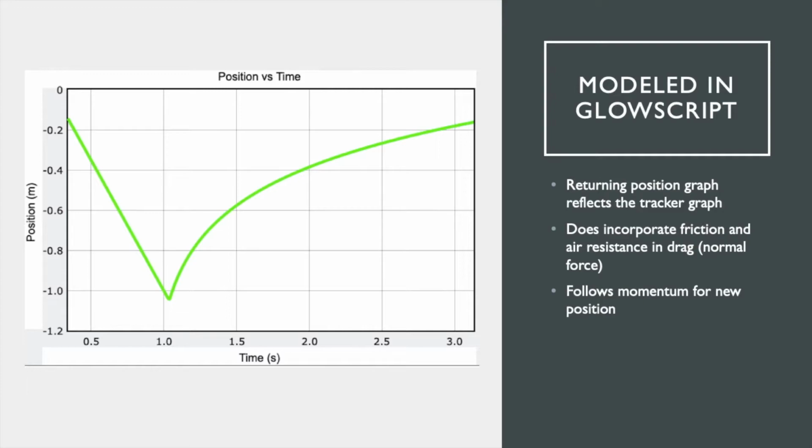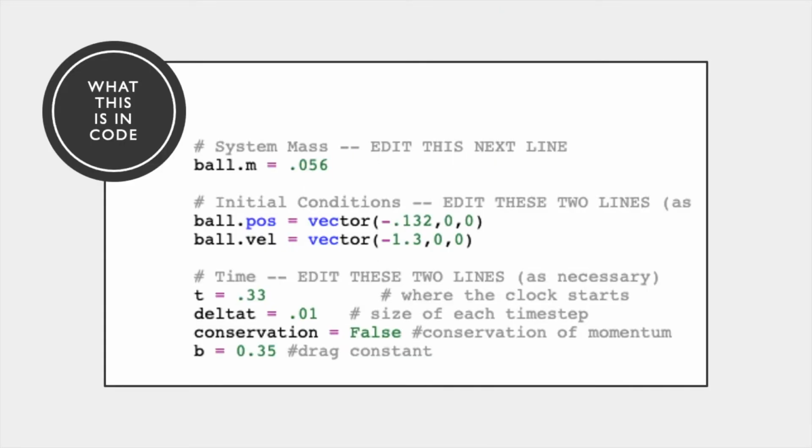We then modeled this in GlowScript and then came to this graph that looks very similar to our last graph. As you can tell, it runs at constant velocity and then returns at a position in constant deceleration that incorporates friction and air resistance and drag. It then follows momentum for the new position. So how do we do that?